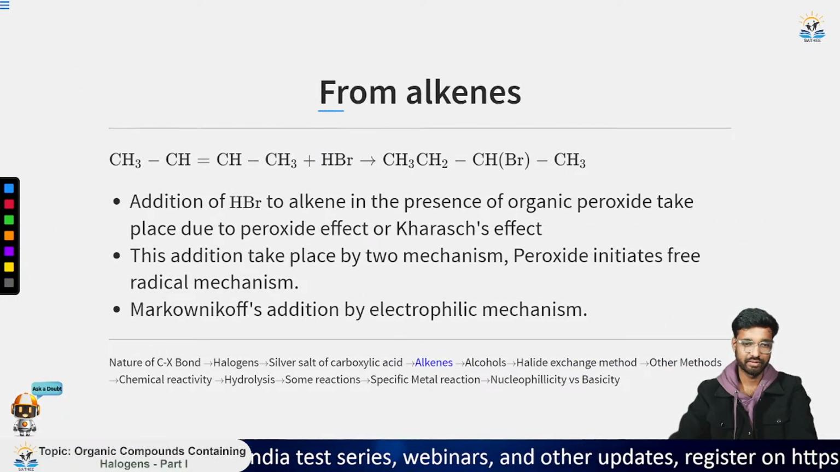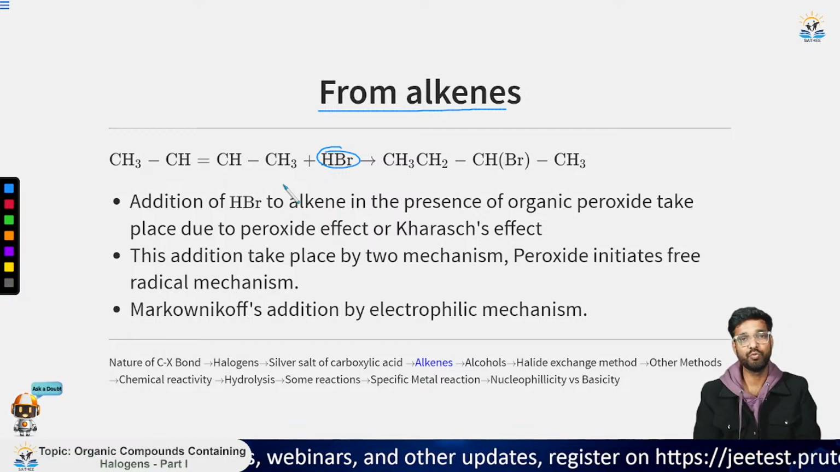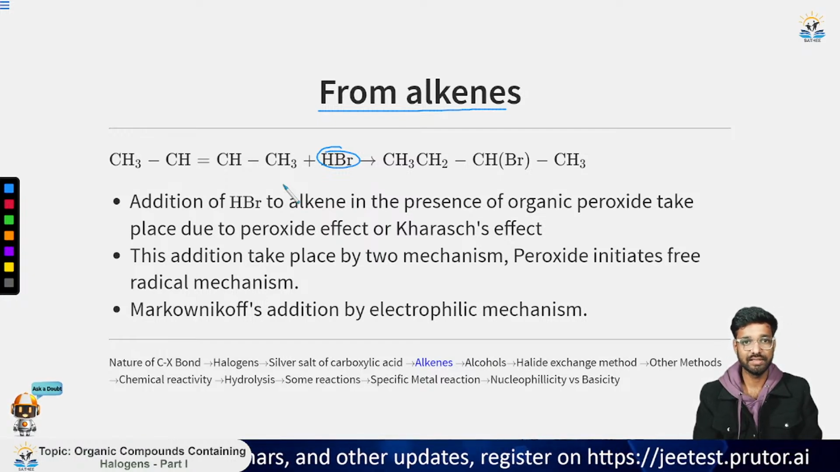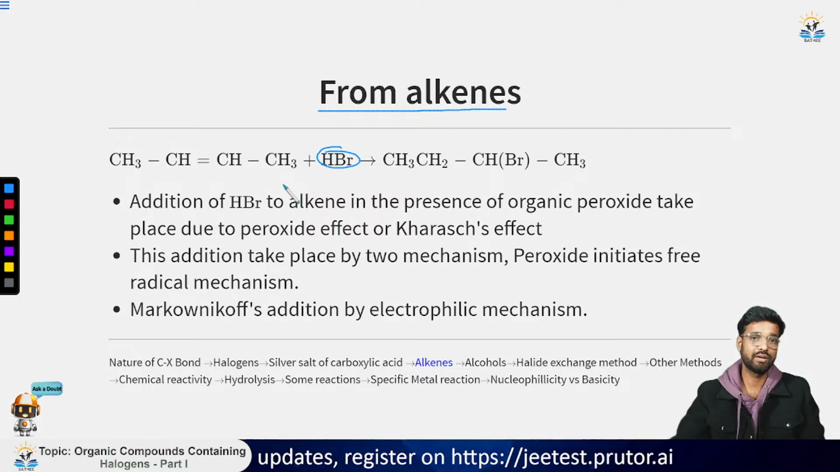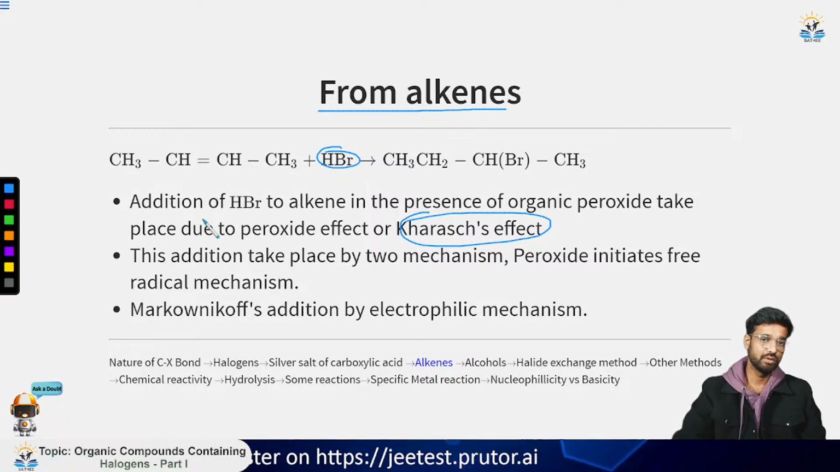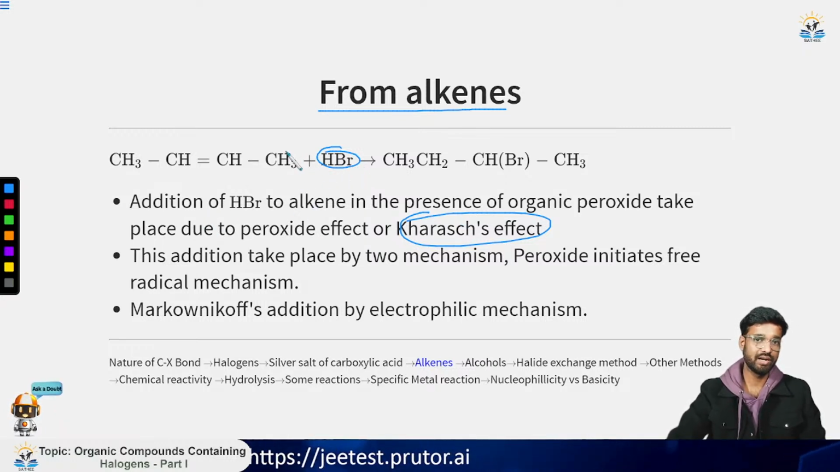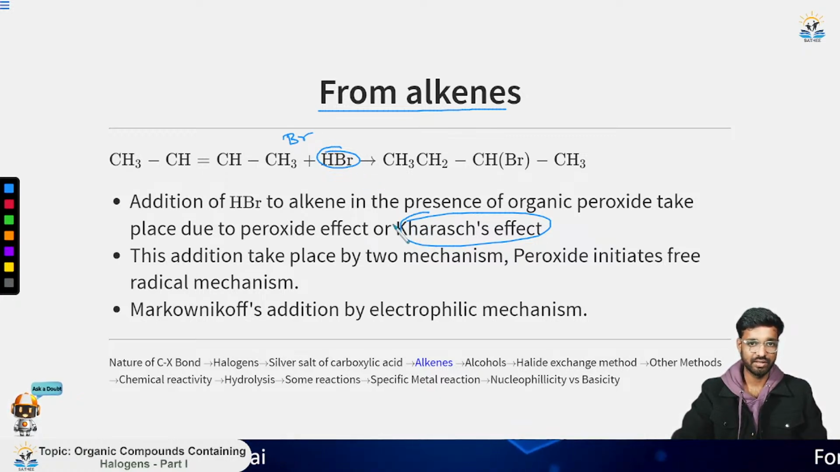Now from alkenes. So from alkenes, we are adding here HBr. The alkene can react in 2 ways. First is the Markovnikov, and second is the anti-Markovnikov, which happens due to the presence of peroxide and is called the Kharasch effect. So in this case, addition of Br takes place at this side. Now if we use the peroxide, then the orientation will be reversed.